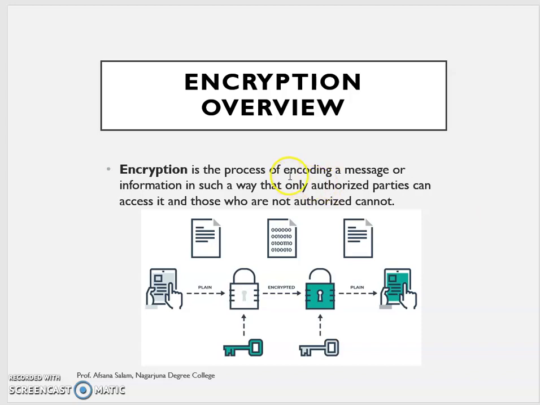Encryption is a process of encoding. When I say encoding a message, I mean giving a different code for a particular message, and that information will be given to a person B who is authorized to open it with the help of the key which is given to access it. So this is the meaning of encryption.